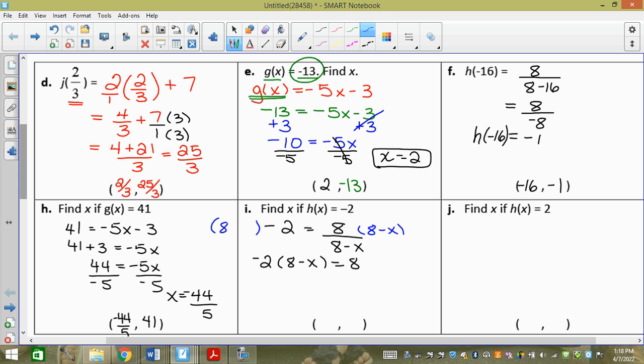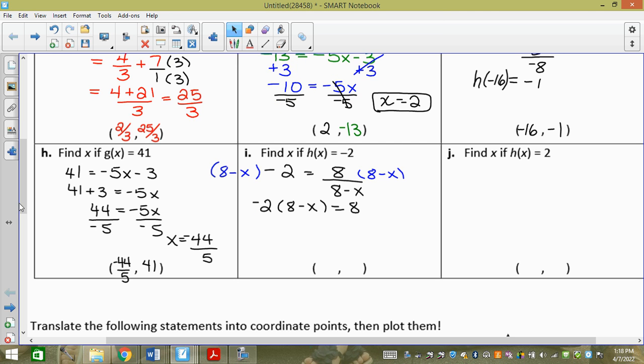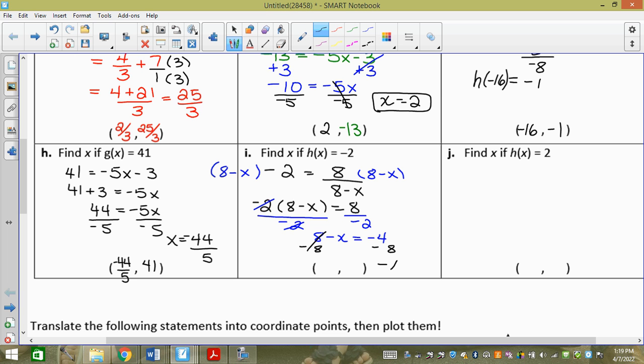Now, do I actually need to distribute the negative 2 in here? No, I could actually just go right ahead and divide it over. You could distribute it in, you'll still get the same answer. Most of you will distribute because you see brackets and it's like an addiction to distribute. We made you that way. So it's 8 minus x equals negative 4 minus 8. Negative x equals negative 12. Divide by negative 1. X equals 12.